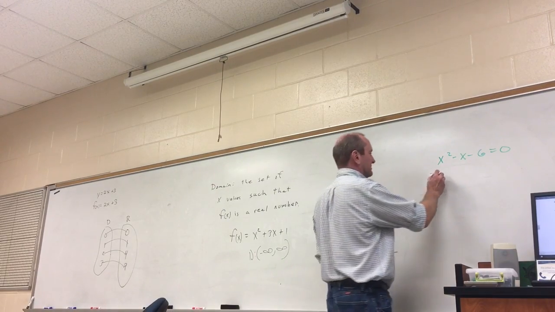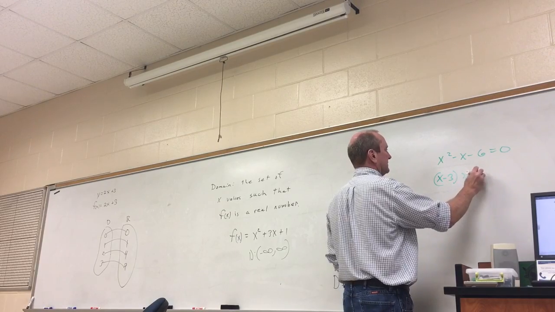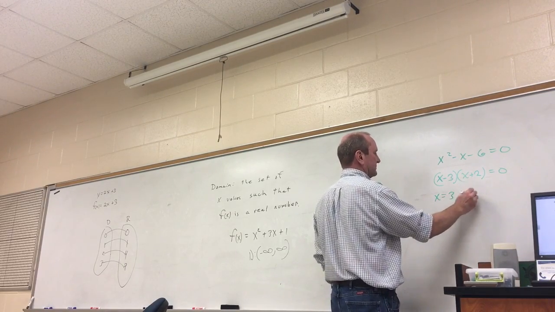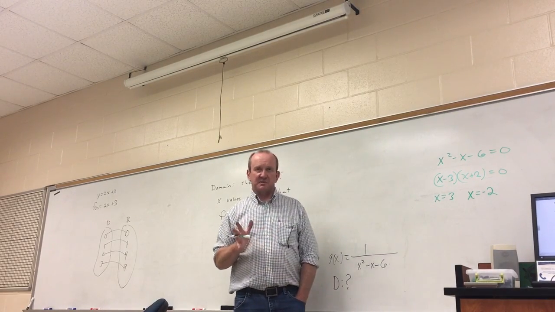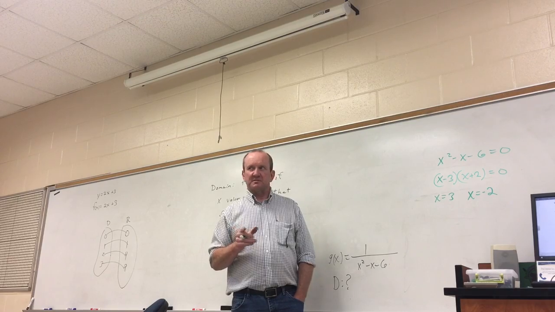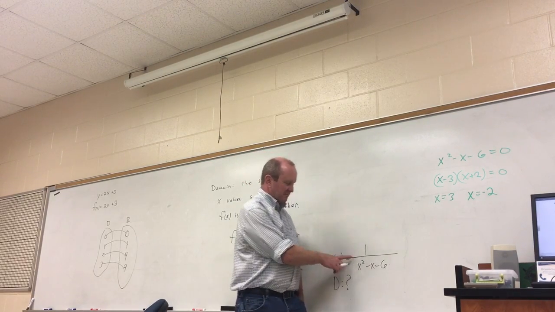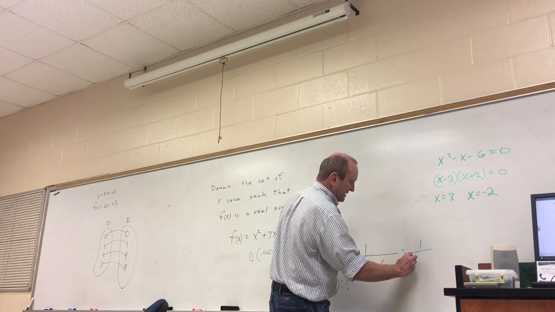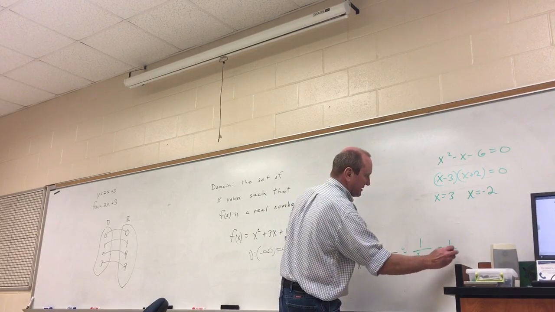So what do we get when we solve this? Two solutions, x equals 3 or x equals -2. So those would cause a problem, right? If I put 3 in here, see what would happen. I get 1 over 3 squared minus 3 minus 6, well, that's 1 over 0.